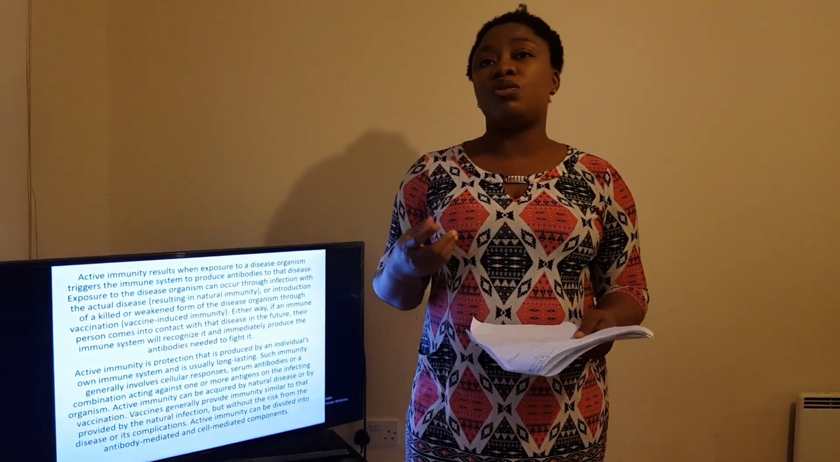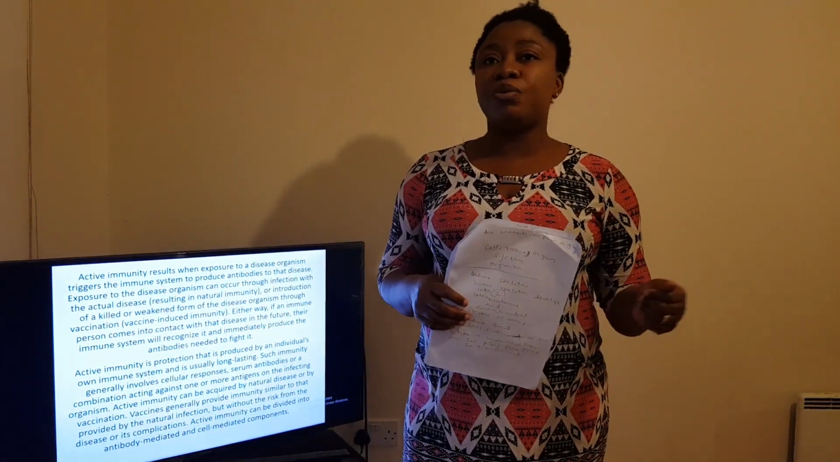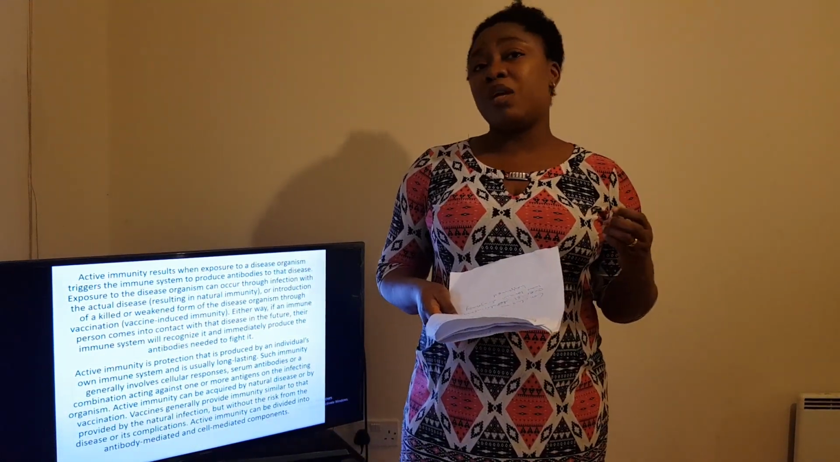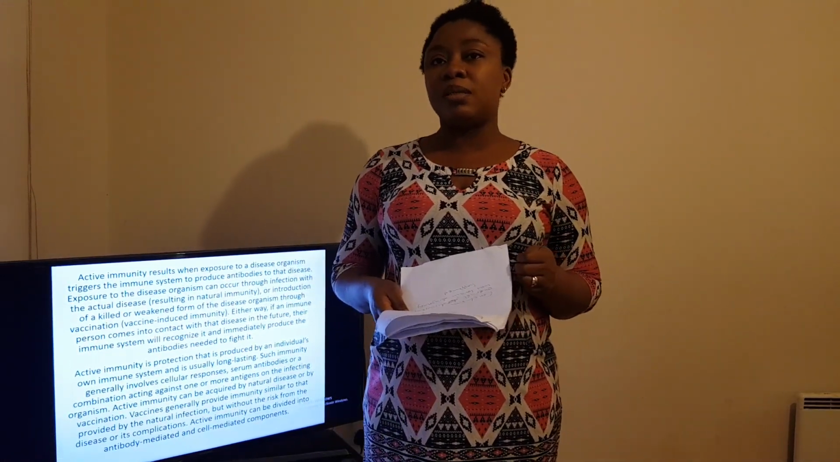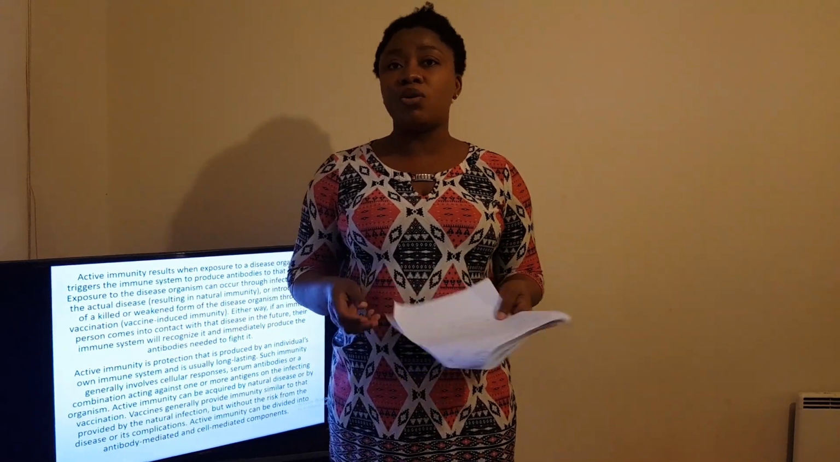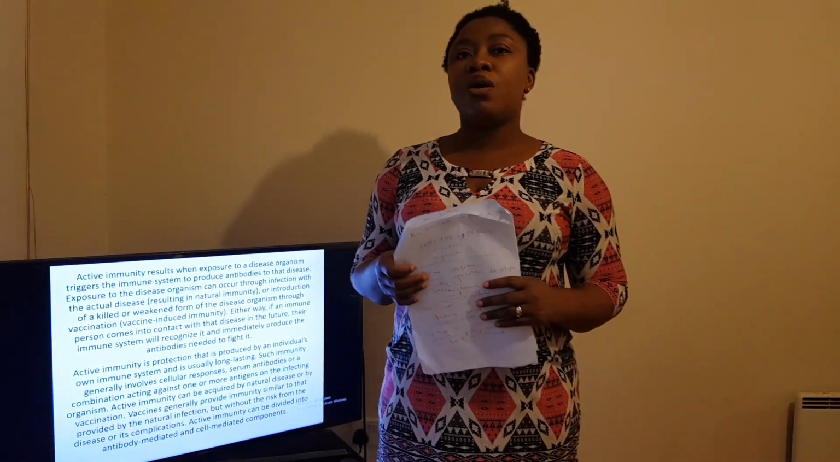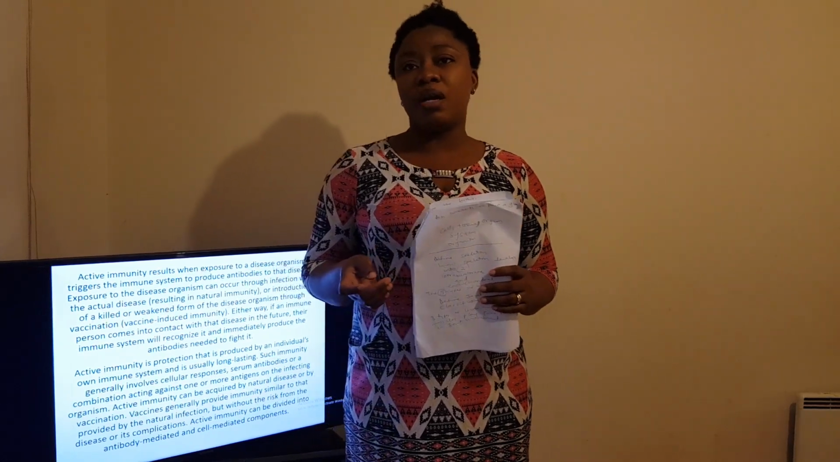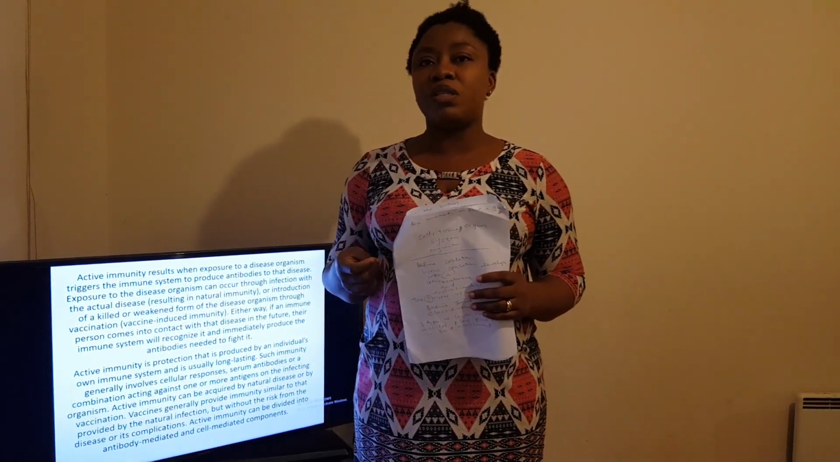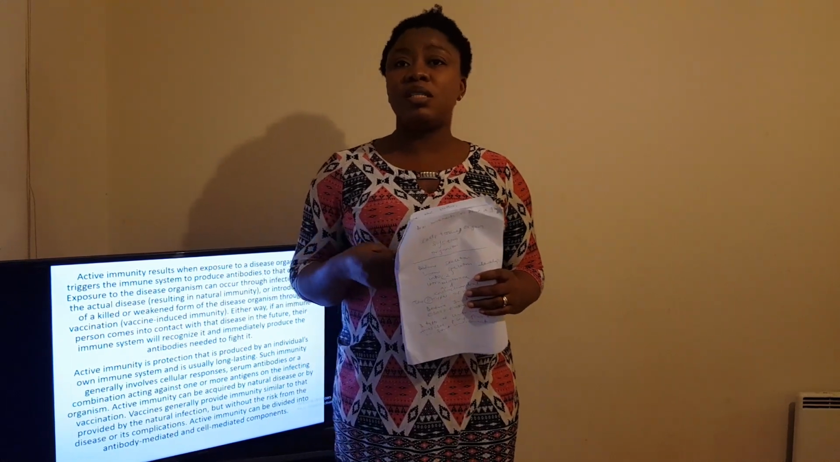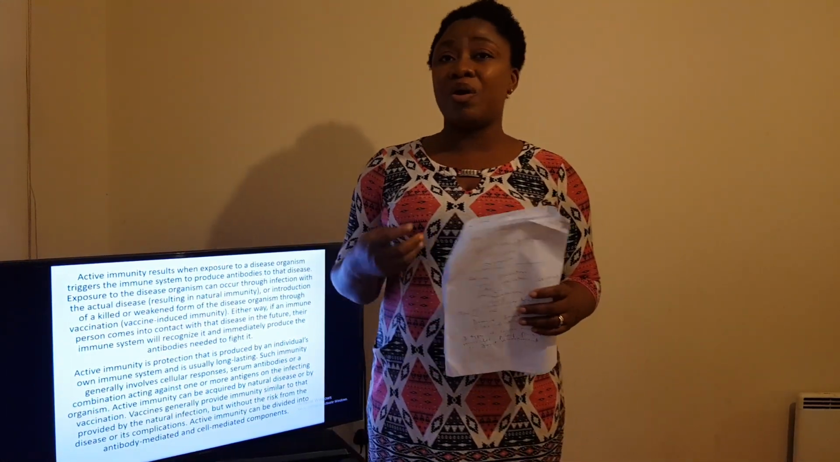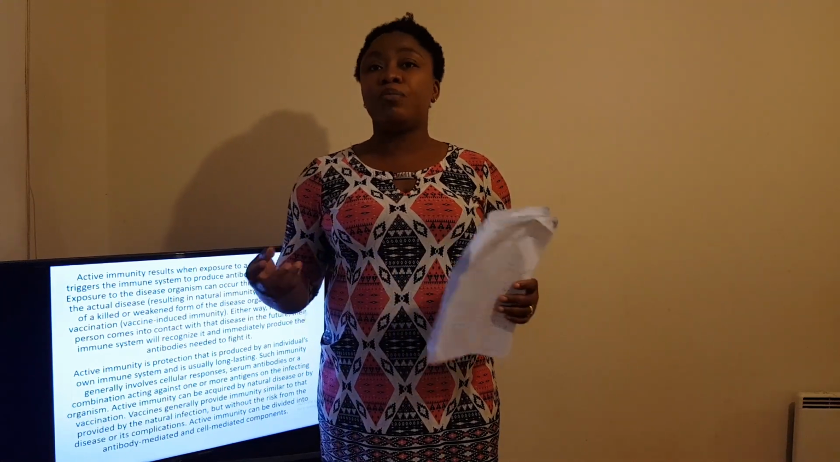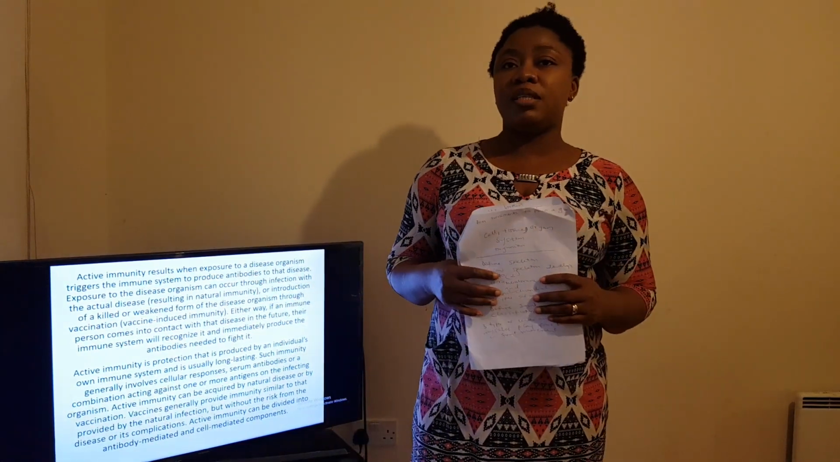Active immunity results when exposure to a disease organism triggers the immune system to produce antibodies to that disease. Exposure to the disease organism can occur through infection with the actual disease or introduction of a killed or weakened form of the disease organism through vaccination. Either way, if an immune person comes into contact with the disease in the future, their immune system will recognize it and immediately produce the antibodies needed to fight it.